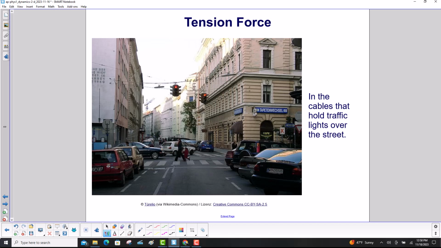You can see this in cables that hold traffic lights over the street. So here's our traffic light, and we'll exaggerate this a little bit. The lines go up. They're not perfectly horizontal. Can you figure out why? Well, let's see. If it was perfectly horizontal, all right, we've got mg going down here. Where's our force in the up direction to counter it? We don't have it. So what happens is the line sags a little bit, so you can have a component of force in this direction and also in the up direction to balance off the mg.